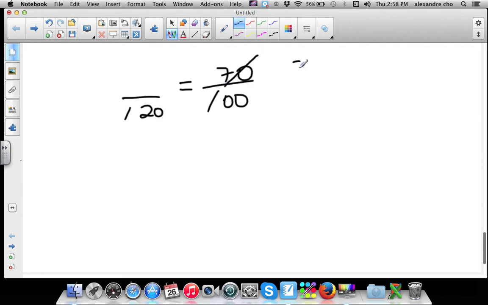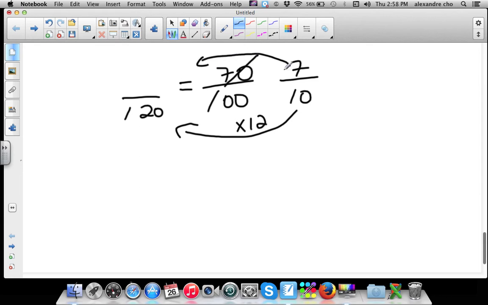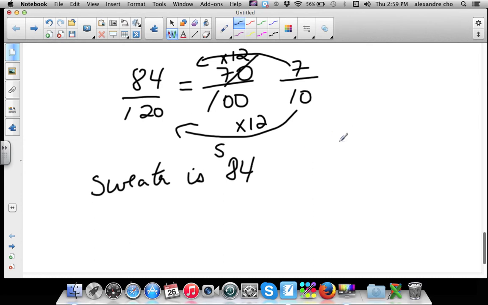Divide that by 10, you get 7. Divide that by 10 here, you get 10. Now, there is a relationship here. 10 to 120 is times 12, and you're going to do the same thing over here and multiply that times 12, and 7 times 12 is going to be 84. So the sweater is $84.